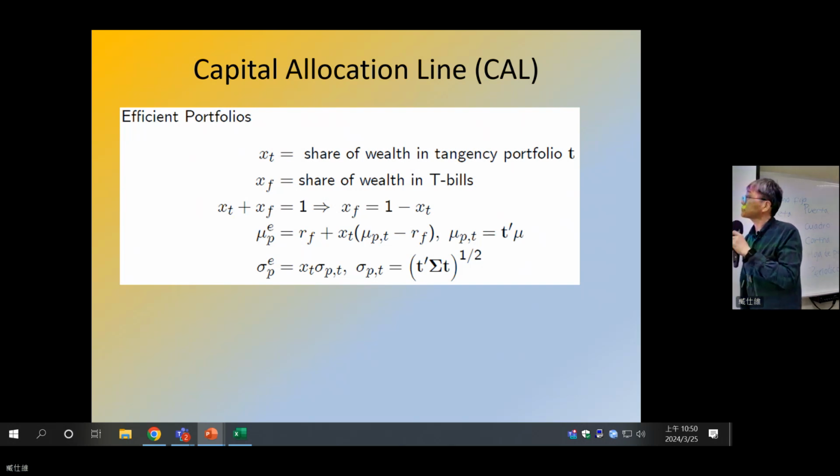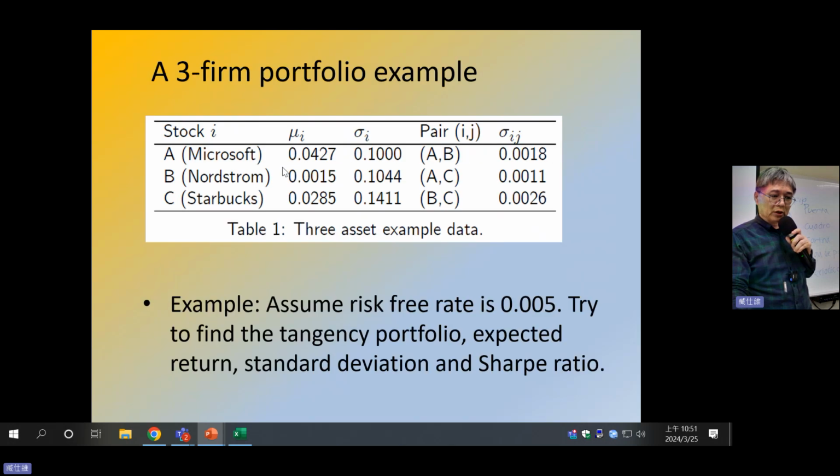So sigma_PT is the standard deviation of the tangency portfolio, because we already know the weightings. Okay, and the sigma_PE is the standard deviation of the portfolio we construct along the straight line here. Okay, so this is how we deal with the problems based on the capital allocation line.